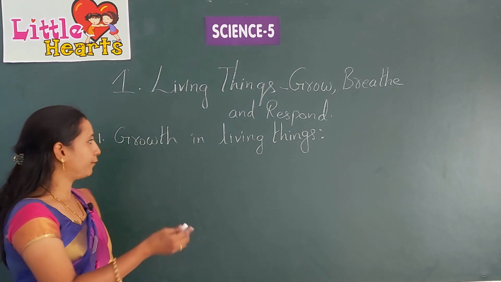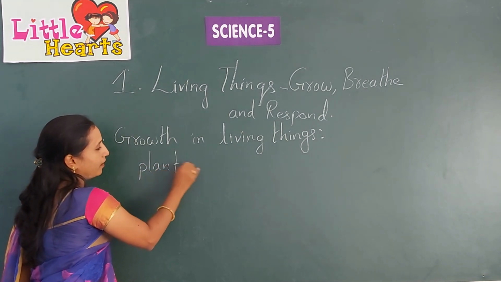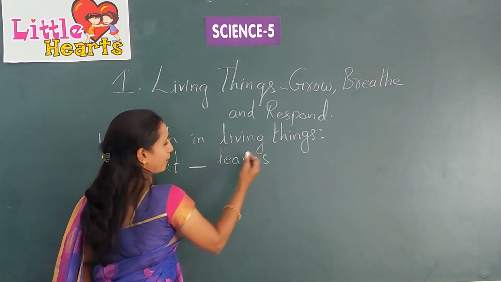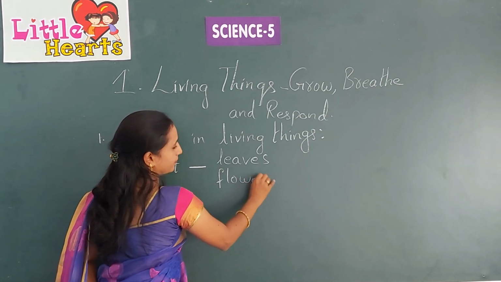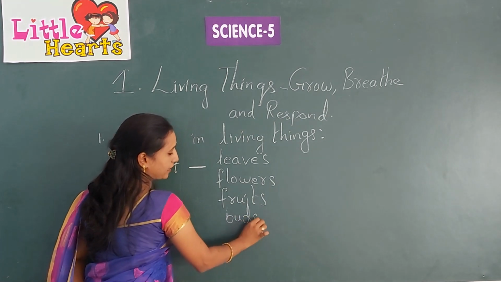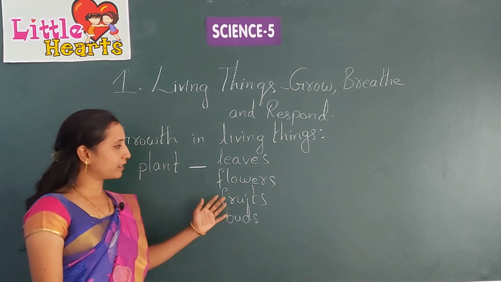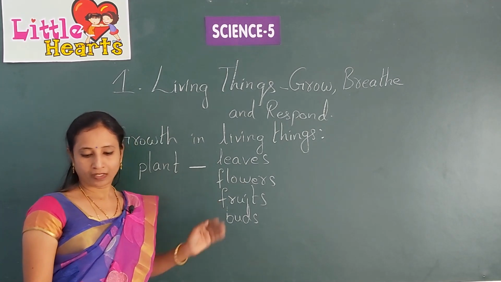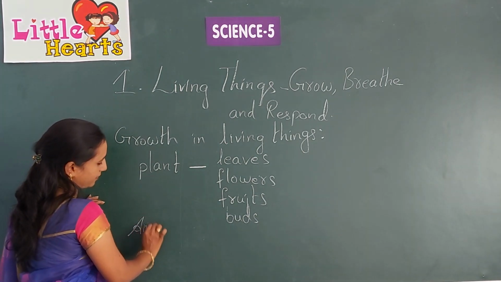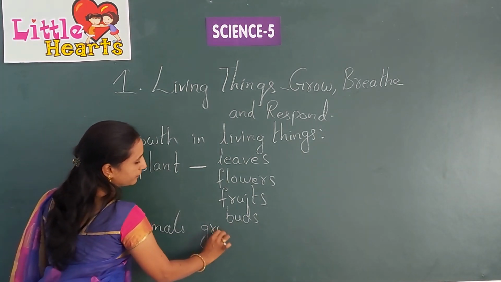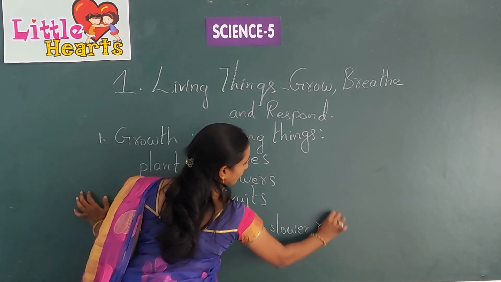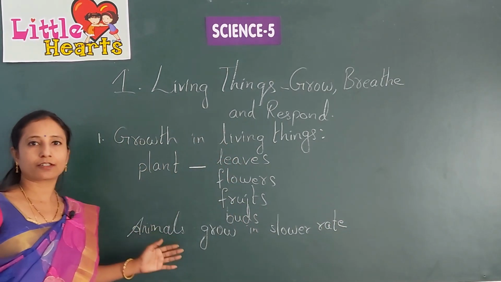For example, if you take a plant, what are the parts which grow again? Leaves, flowers, fruits and buds. Buds means all the new parts. These are the things which grow again. Compared to plants, animals grow at a slower rate.